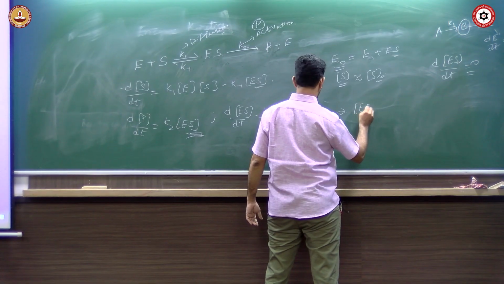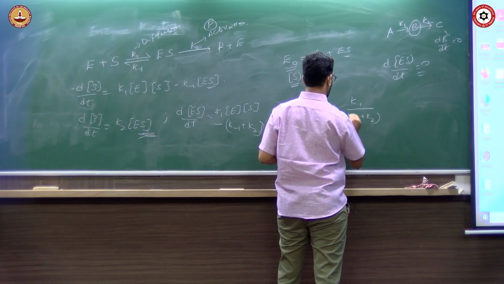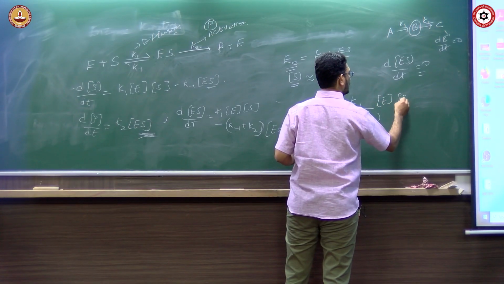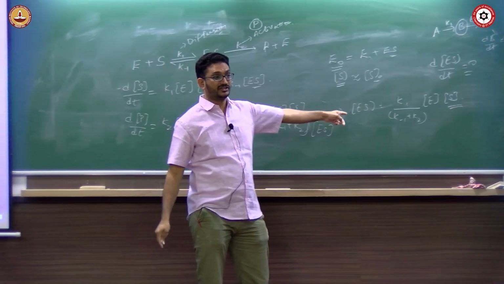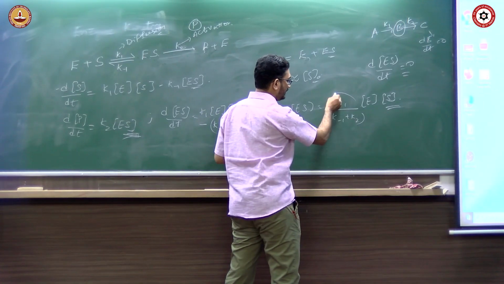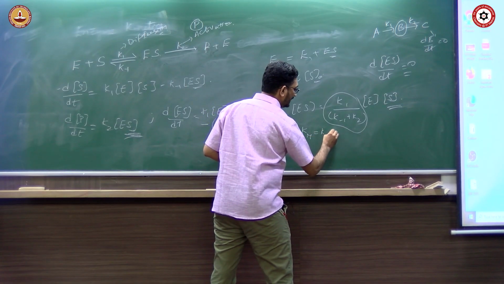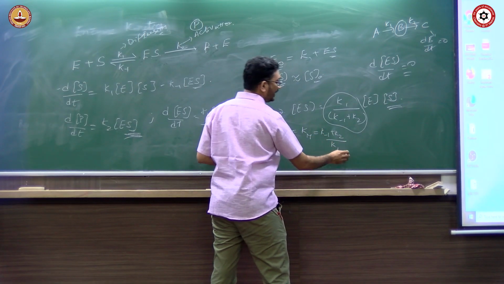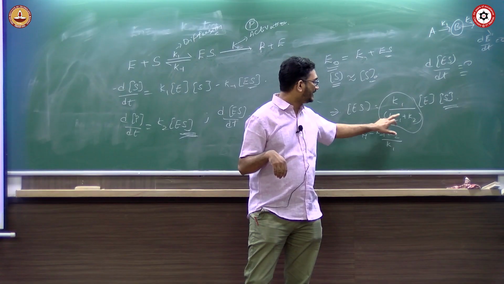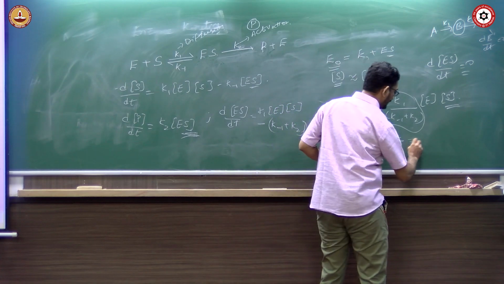So concentration of ES is equal to k1 by (k-1 plus k2) into concentration of S. So this is my concentration of ES. Now I am defining this part as something called Km, which is the Michaelis-Menten constant, (k-1 plus k2) by k1. I will talk more in detail about the Michaelis-Menten constant, but to make my life easy, I am calling (k-1 plus k2) by k1 as Km, which is called the Michaelis-Menten constant.